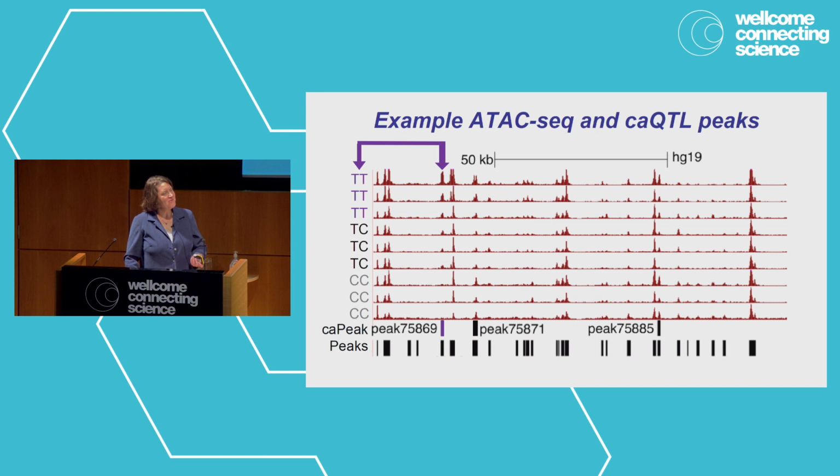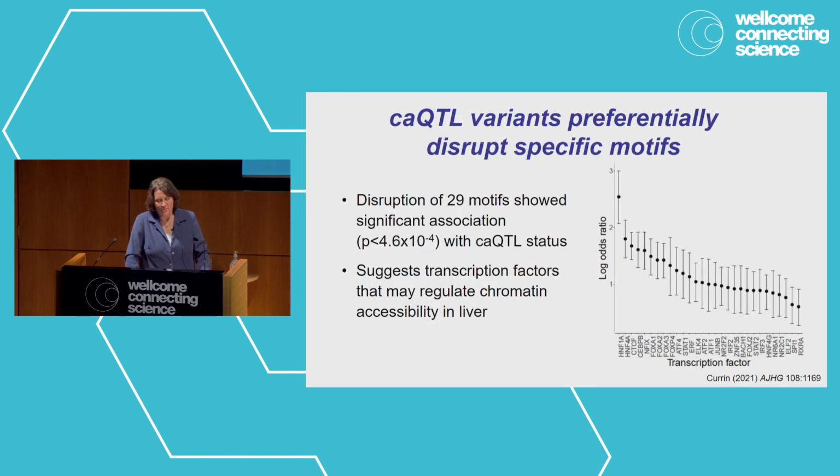One way that you can have differences in chromatin accessibility due to genotype is that a transcription factor may bind preferentially to one allele over the other. So we looked for which transcription factor motifs are preferentially disrupted by the caQTL variants.